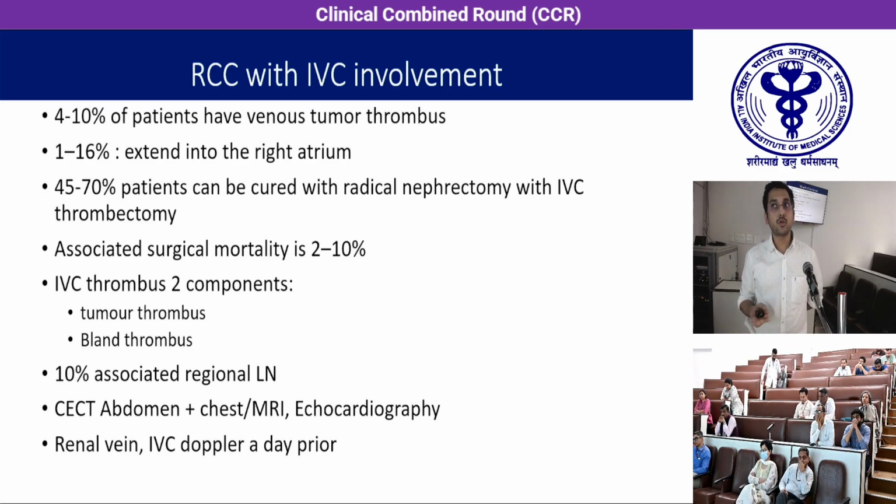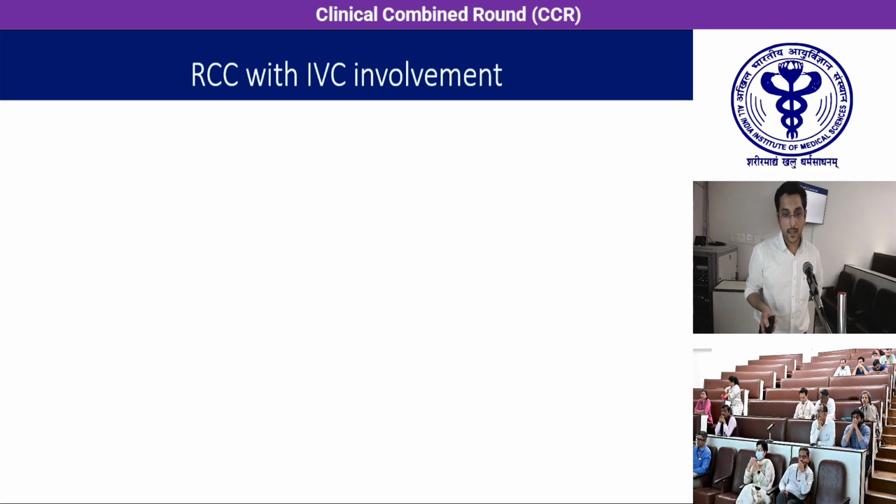The IVC thrombus usually has two components: a tumor thrombus that grows cranially towards the heart, and a bland thrombus below the tumor thrombus that is due to venous stasis. Around 10% of these cases are associated with regional lymphadenopathy. These patients are to be worked up with staging in the form of cross-sectional imaging, whether a CT abdomen plus chest or an MRI, with a 2D echocardiogram. As per our institutional protocol, we do an IVC Doppler for all our cases a day prior to surgery to ascertain the exact level of the thrombus.